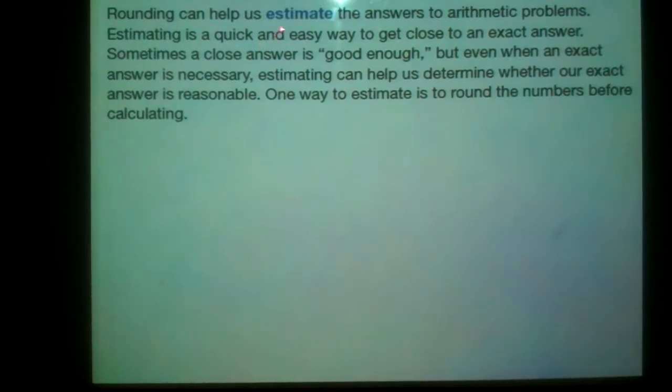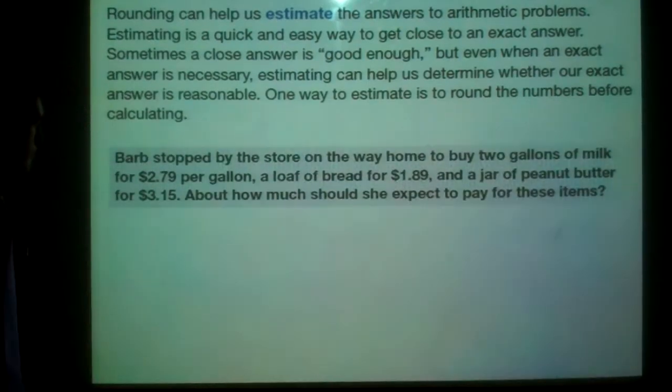Rounding can also help us estimate the answers to arithmetic problems. Estimating is a quick and easy way to get close to an exact answer. Sometimes a close answer is good enough, but even when an exact answer is necessary, estimating can help us determine whether our exact answer is reasonable. One way to estimate is to round the numbers before calculating.